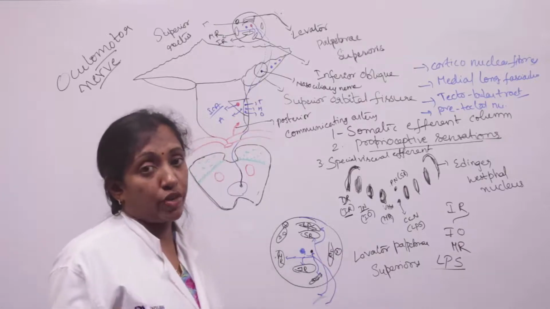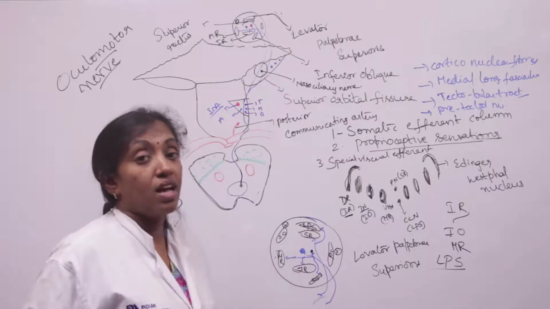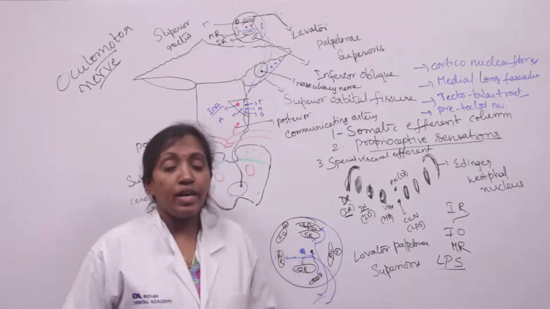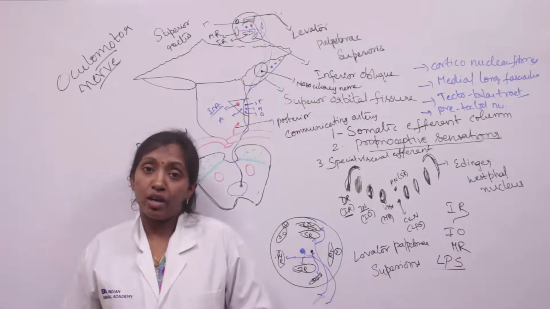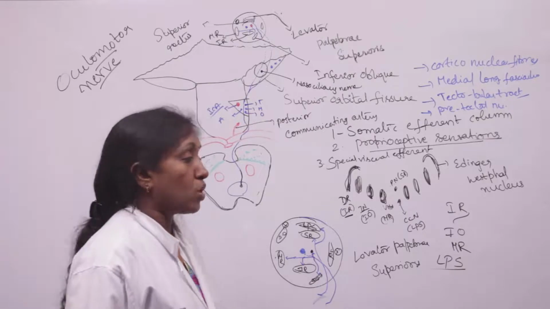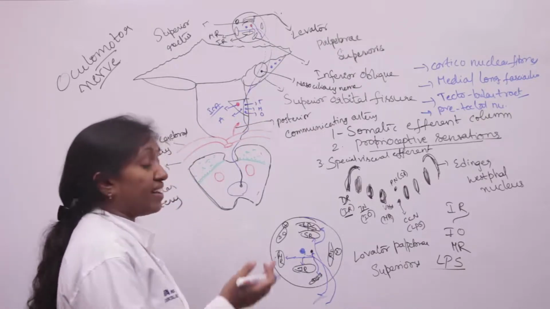The cell bodies of these fibers are situated in the mesencephalic nucleus of the trigeminal nerve. So it communicates with the ophthalmic nerve for the proprioceptive sensations of the extraocular muscles. Okay, so that's about the communications. And now coming to the ciliary ganglion.